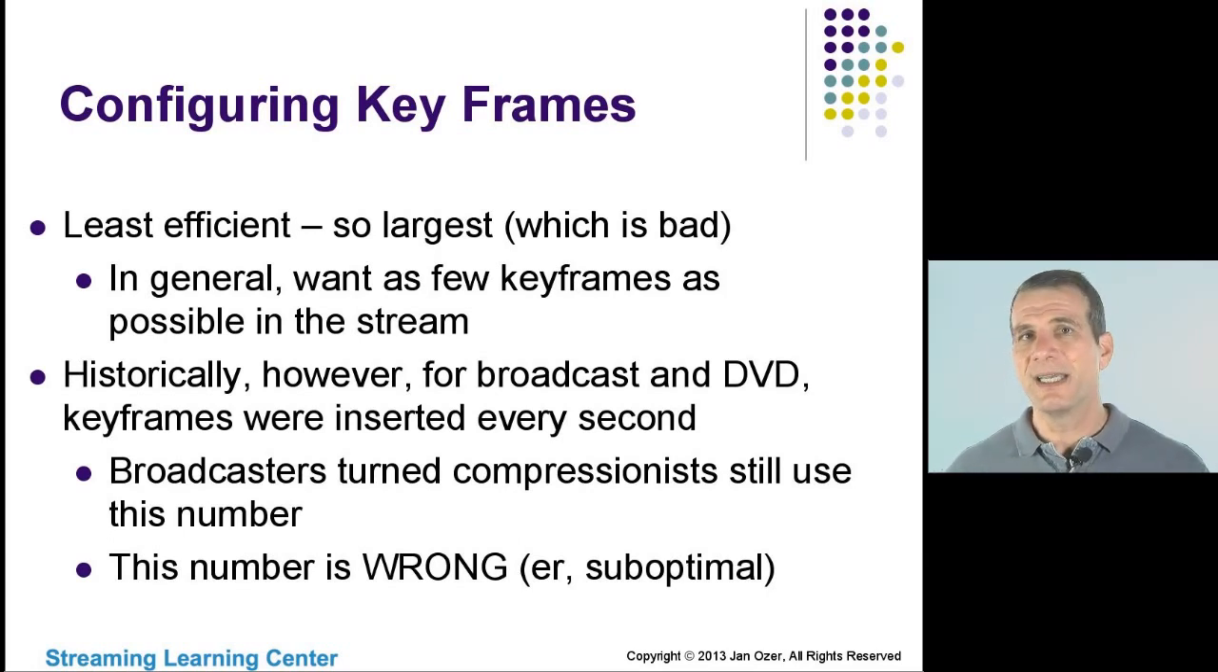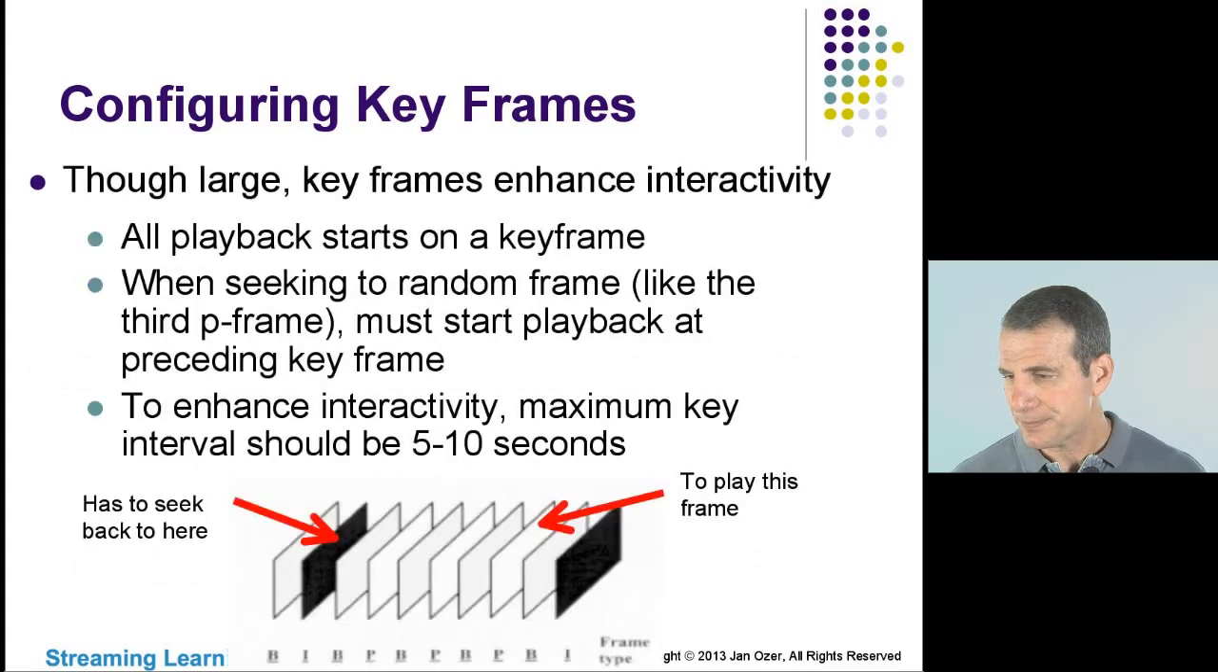Now, historically, when you're encoding for MPEG-2 for both broadcast and DVD, the keyframe interval had to be one keyframe every 1 second of video. So you see a lot of broadcasters who are now streaming video use that one keyframe per second interval. That is not correct. It's suboptimal. So if that's what you're using now, focus in on the next few frames and you'll see why you may want to consider switching that. Okay, so keyframes are large, they're inefficient, so we want to use as few as possible.